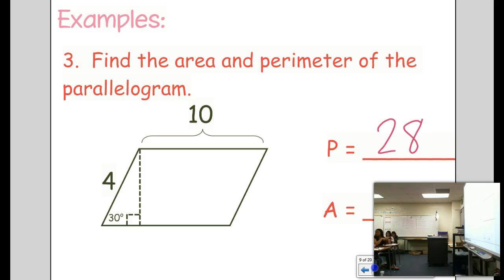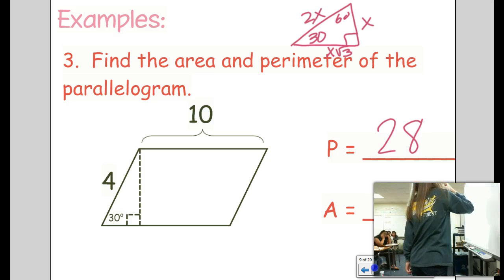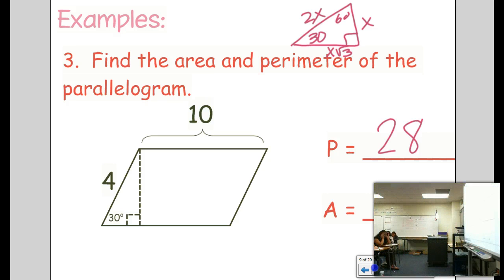Wait. That's 2. This is on your formula chart. I didn't pass out formula charts today, so let me just help you. That's what's on your formula chart. That way you can use that to help you. x, x root 3, 2x. That one goes across from 6. So switch your 2 sides. You did good, but switch them.